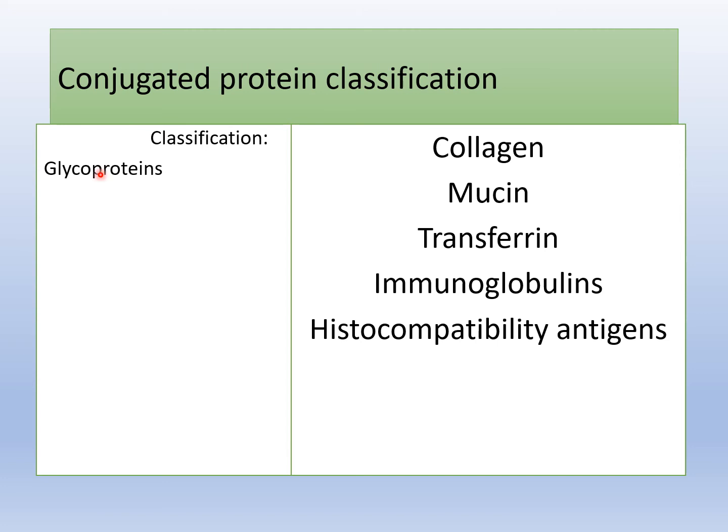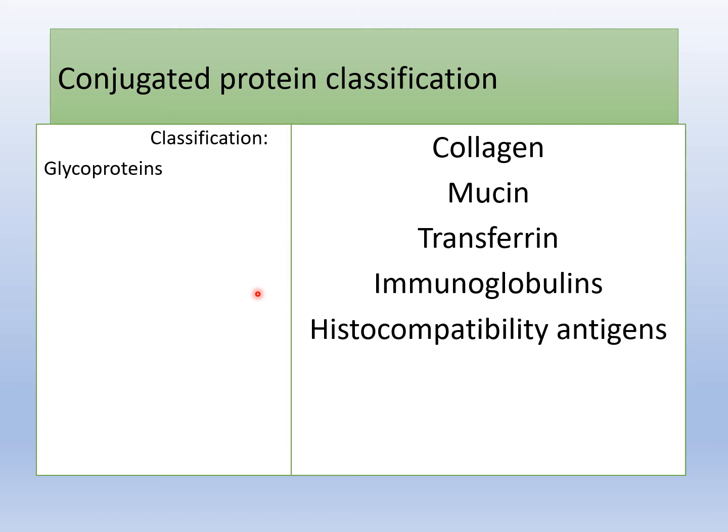Transferrin. Transferrin is basically a protein which binds and transports the iron. Again, it binds and transports iron in blood serum. So the movement of iron in your body depends on the transferrin.